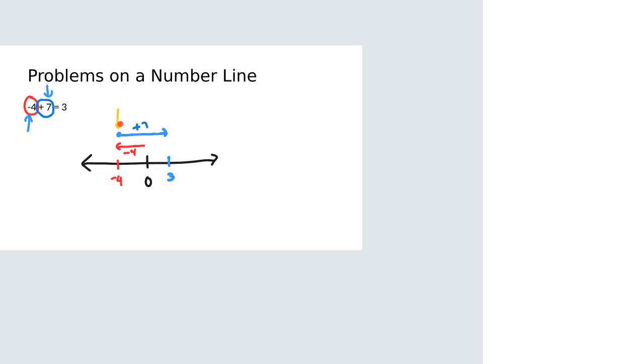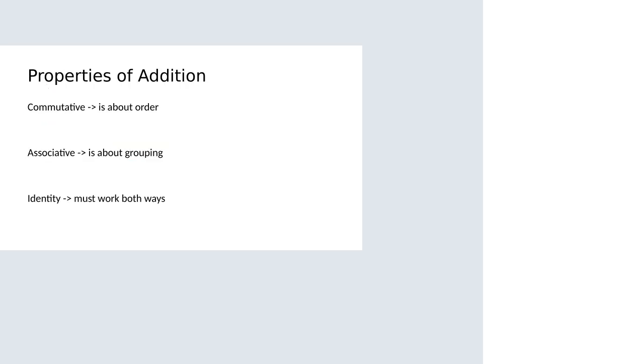All right, properties. These are some properties of addition. We're going to talk about these properties as we continue through the operations, but we're talking about addition today, so that's where we're going to start. And the first property we're going to look at is the commutative property.